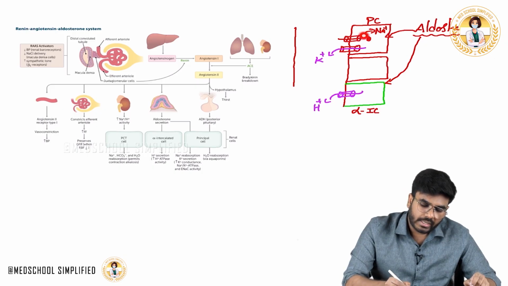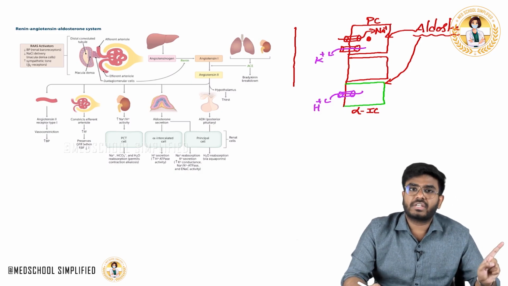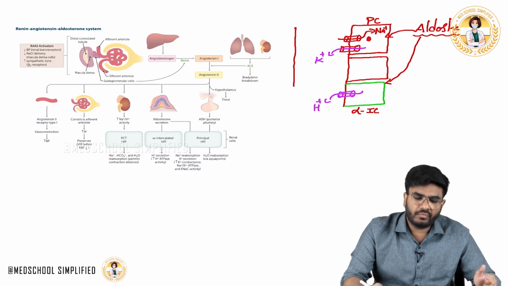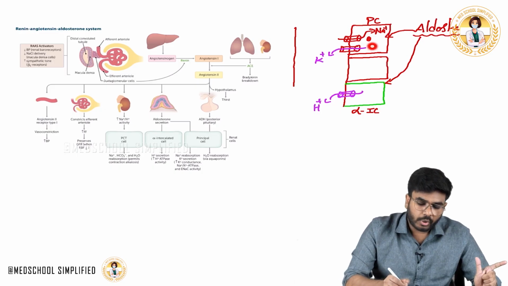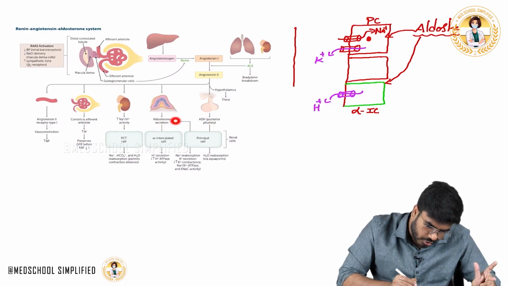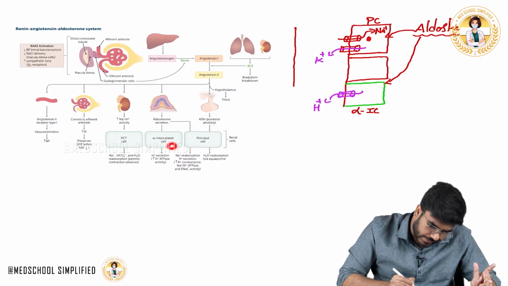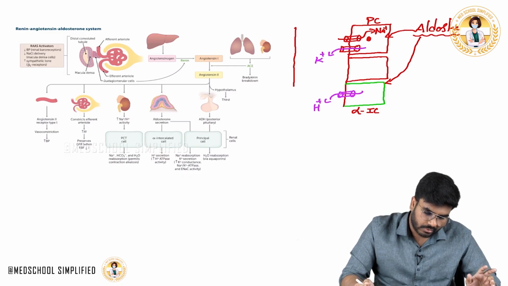Aldosterone, the mineralocorticoid, is going to act on both principal cells as well as the intercalated cells. By acting on the principal cells, aldosterone's first function is to reabsorb the sodium. Along with sodium, water will be reabsorbed, but the main function is sodium reabsorption. That's why it is a mineralocorticoid. And potassium excretion and proton excretion. Aldosterone is acting on the alpha intercalated cell. What is it doing? H plus secretion. Protons are going out.